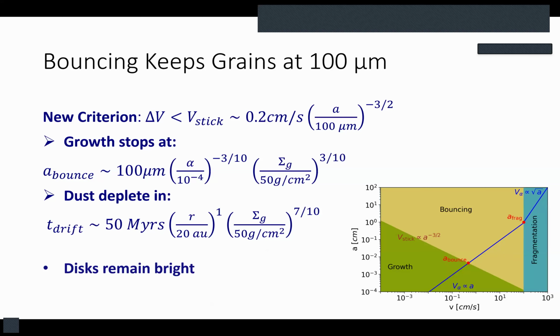So now we put the new bouncing physics into the equation and derive the grain growth again, and we find that the bouncing physics effectively limits the grain growth. Now the grain only grows to about 100 micron here, and 100 micron grains are unlike the 1 centimeter grains. They are highly coupled to the gas, so their drift time scale is very slow. It's 50 million years here. So now we are consistent with the observation here.